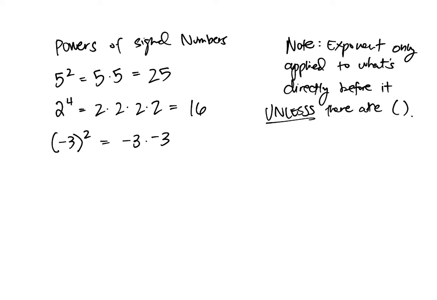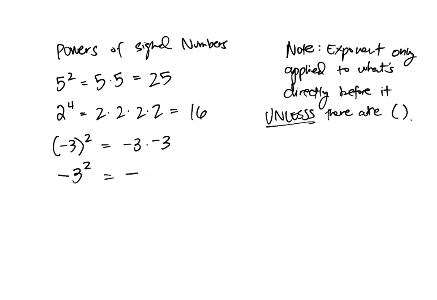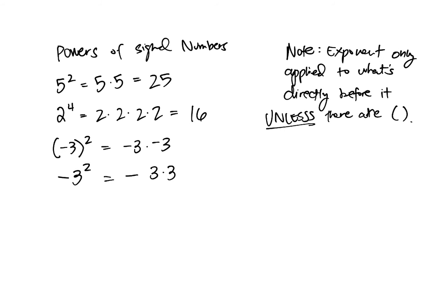However, if I had negative 3 squared without parentheses, that would be different. It would be the negative, and then that exponent of 2 is only touching the 3. So it would be 3 times 3, and negative times positive 9 is negative 9. This negative 3 squared within parentheses is positive 9. It's important to know that difference.